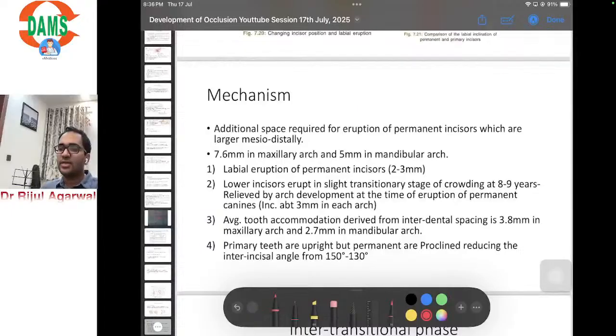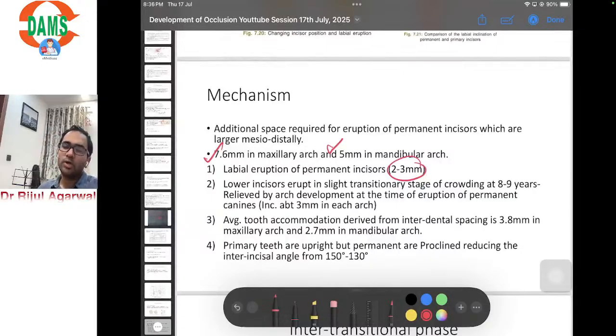So how is incisor liability taken care of? There are certain numerical values. First of all, how much is the incisor liability? It is 7.6 mm in the upper arch and 5 mm in the lower arch. How is this space taken care of? First, there is labial eruption of the permanent incisors. The permanent incisors are slightly proclined or erupt labially, and when they are proclined, the amount of space gained is more. Approximately 2 to 3 mm of space is taken care of there.